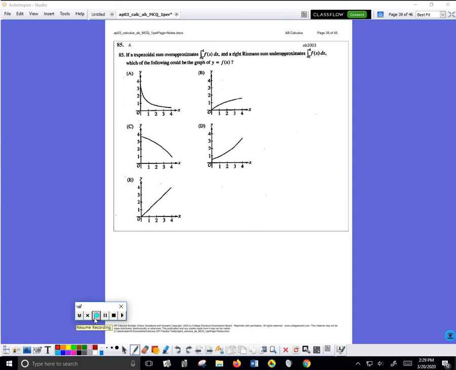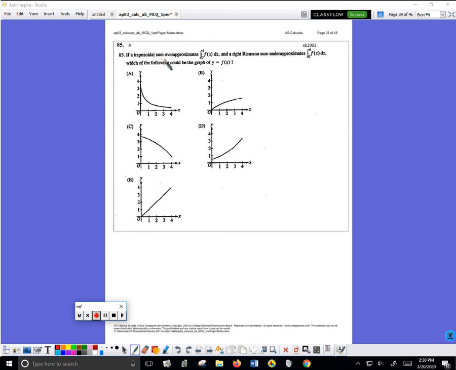Okay, if a trapezoidal sum over approximates the integral of f from 0 to 4, and a right Riemann sum under approximates, which of the following could be the graph of f? Trapezoidal Riemann sums of an integral, so these are all possible graphs of f.